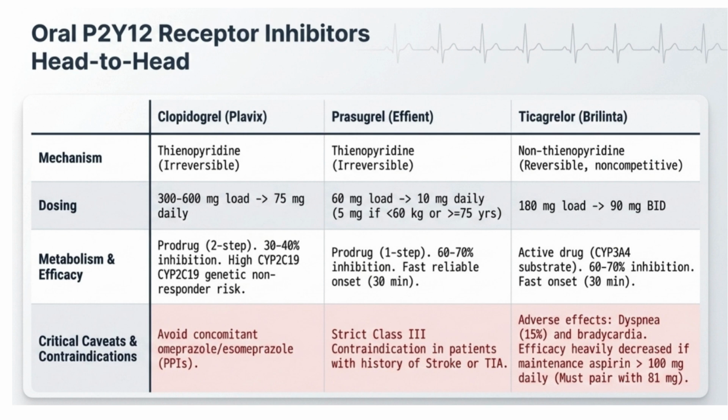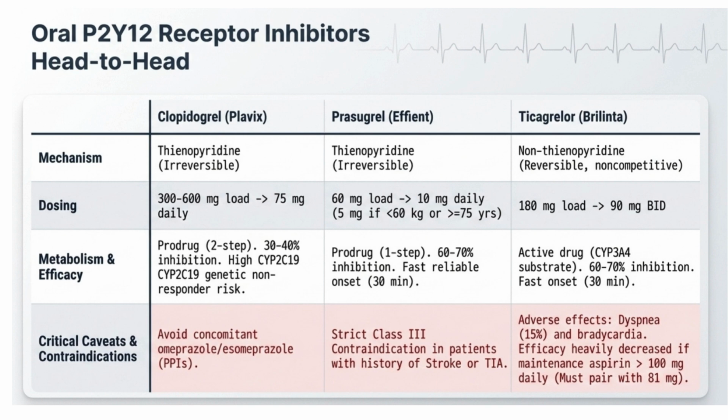Dual antiplatelet therapy, or DAPT, combines aspirin with an oral P2Y12 inhibitor, regardless of whether your patient followed the STEMI or non-STEMI pathway. Picking the right P2Y12 inhibitor requires looking at their pharmacology under the microscope. By comparing Clopidogrel, Prasugrel, and Ticagrelor, we can find that Prasugrel and Ticagrelor are much more potent than Clopidogrel, while only Ticagrelor is an active drug, not a prodrug.